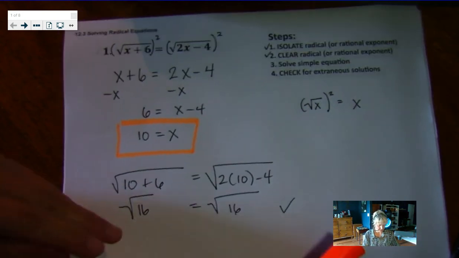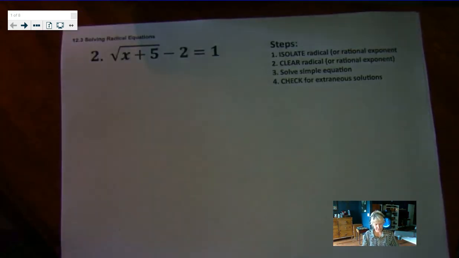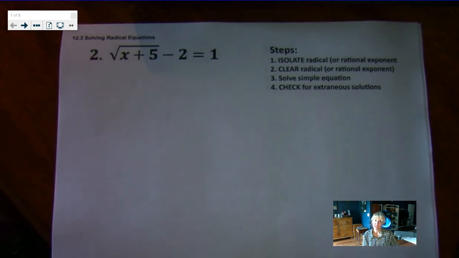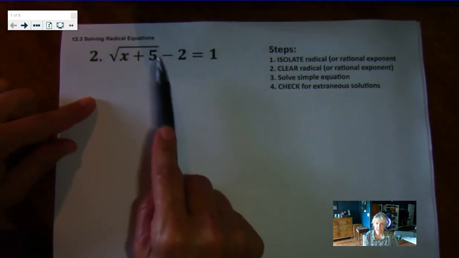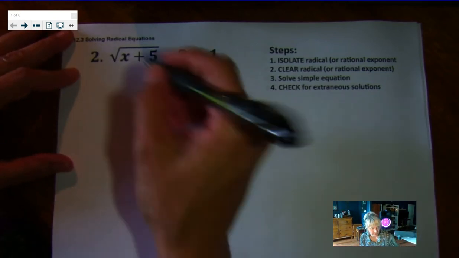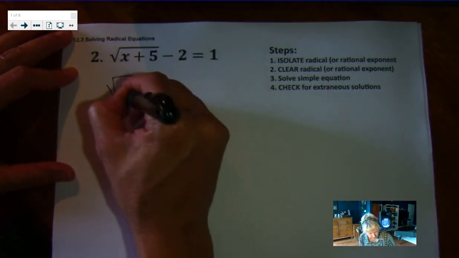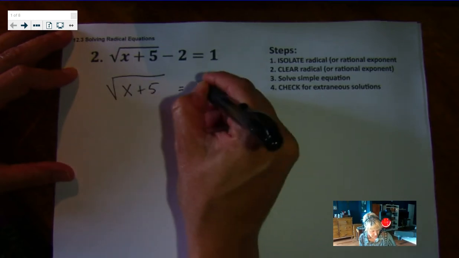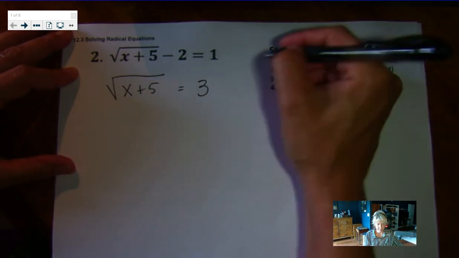Okay, let's take a look at number 2. For number 2, we are actually going to perform step 1. Step 1 says to isolate the radical. The radical is not by itself. It has this minus 2 next to it. So let's go ahead and push it over to the other side. So when we push that minus 2 to the other side, it's going to turn into a positive 3.